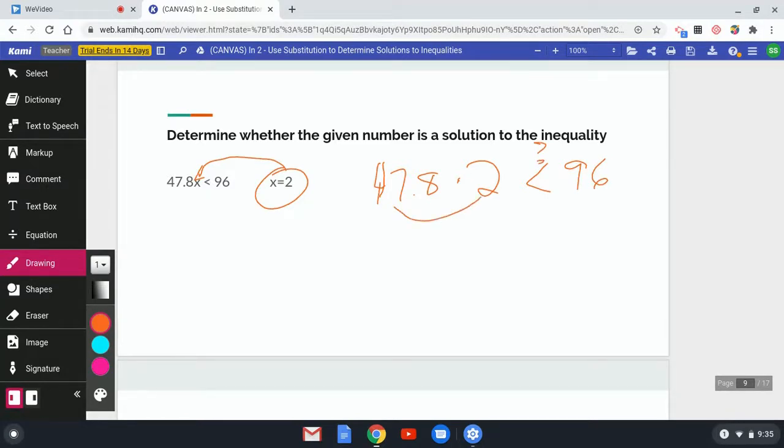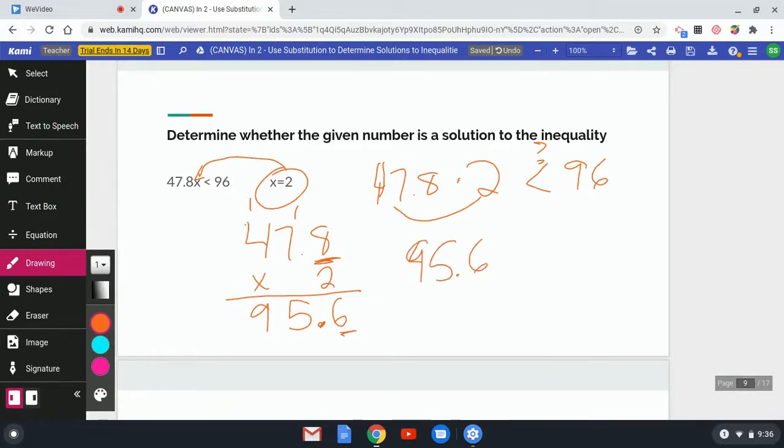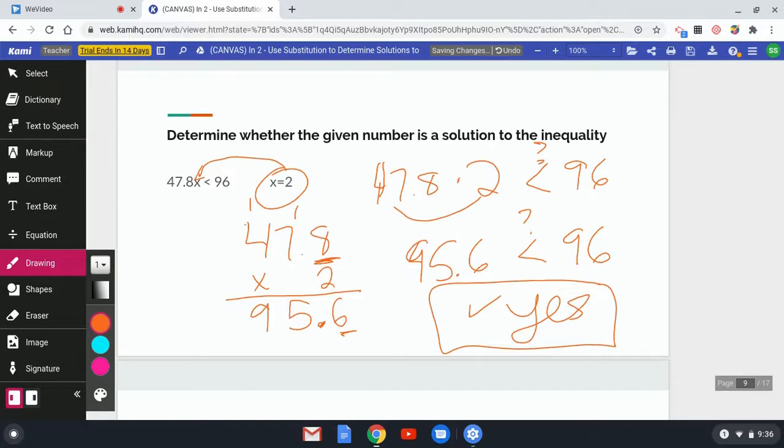So I'm going to do this work over here. 47 and 8/10 times 2. Help me out. 2 times 8 is, say it out loud, 16. 2 times 7 is 14, plus 1 more is 15. 2 times 4 is 8, plus 1 is 9. 1 digit behind the decimal, so I need 1 digit. So we have 95 and 6/10. Is it less than 96? Yes. Barely, but still less than.